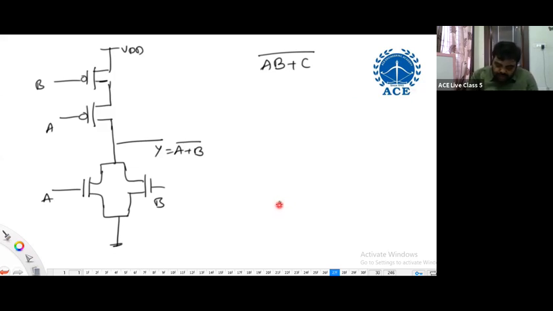So first, I need to construct AB. Remember this, always we go with priority, which we discussed already. So first we construct AB in series. First we construct the pull down network: AB in series, plus C in parallel.